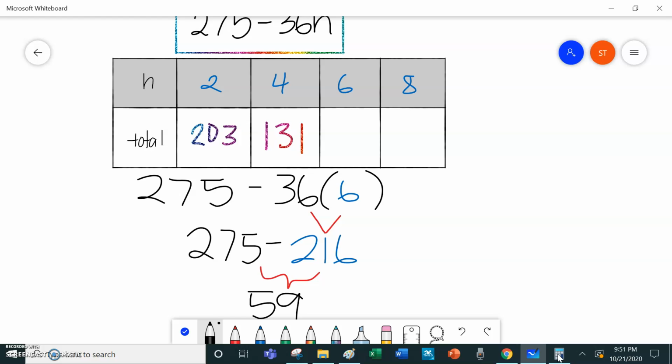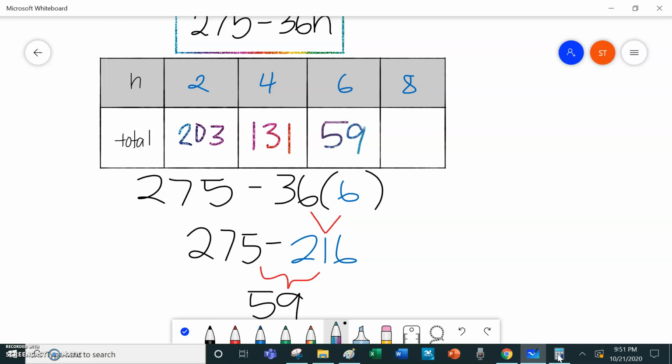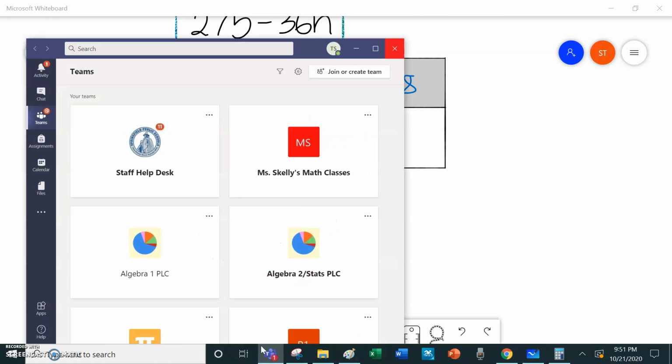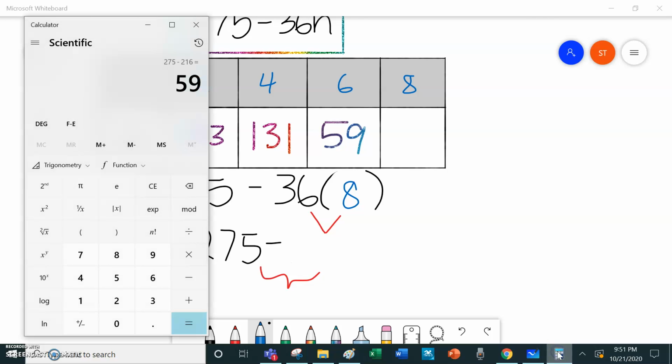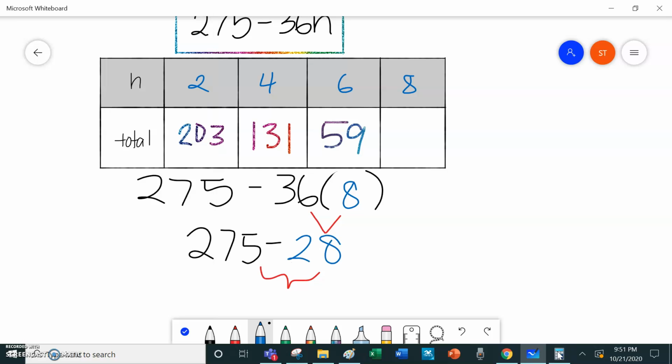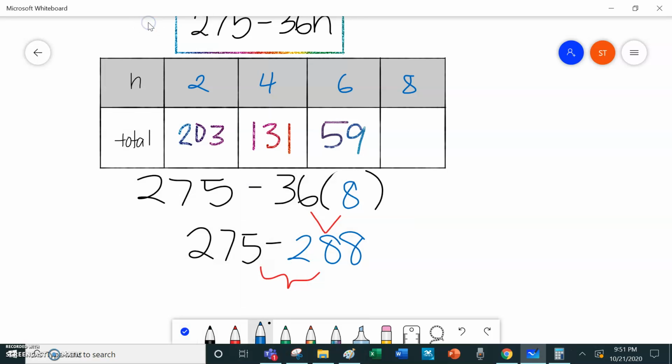So when I put in 6, my output is 59. And finally, I would do the same thing, but this time with 8. So my new input is 8. 36 times 8 gives me 288. And now we can start seeing a little bit of an issue because 288 is bigger than 275. I'm going to get a negative number. And that gives me negative 13.